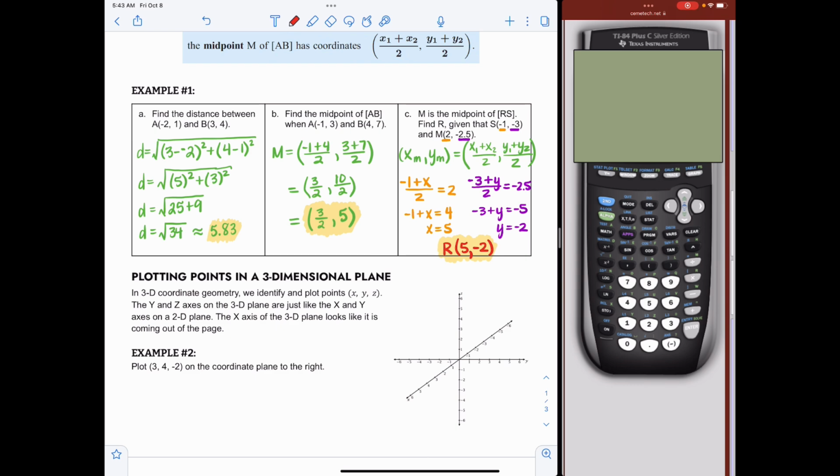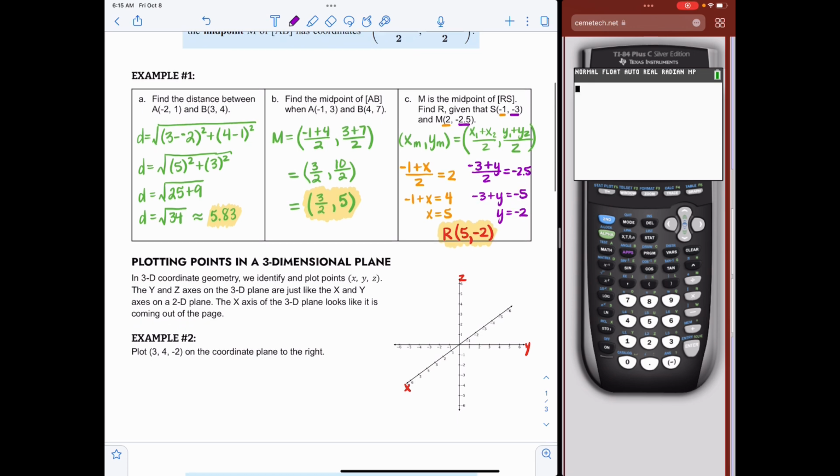All right. So if we look here, normally when we make a coordinate plane, we draw an x and a y-axis. In this case, it's going to be a y and a z-axis. So this is the y-axis here. This is the z-axis here. The x-axis looks like it's coming out of the paper.